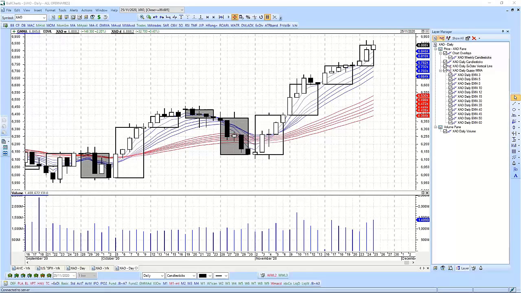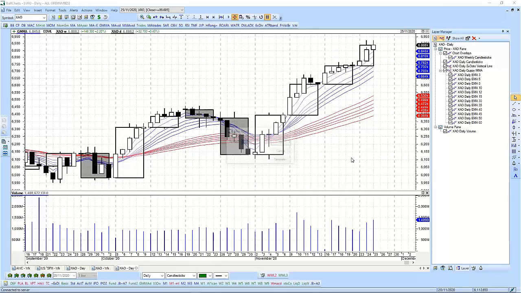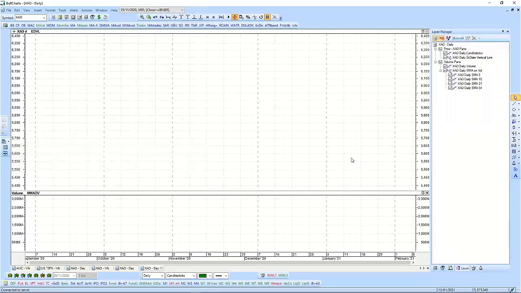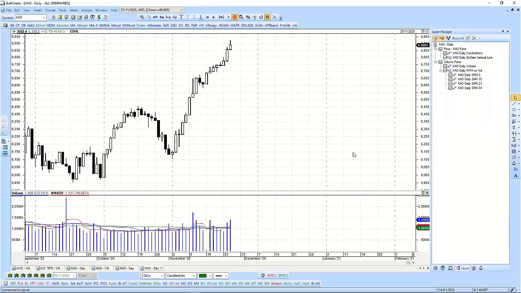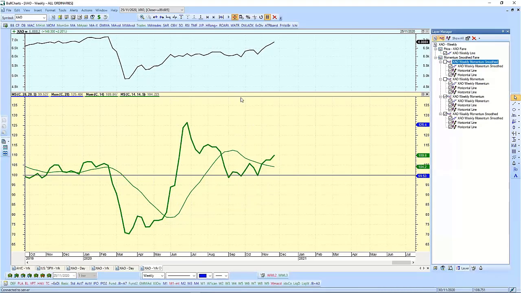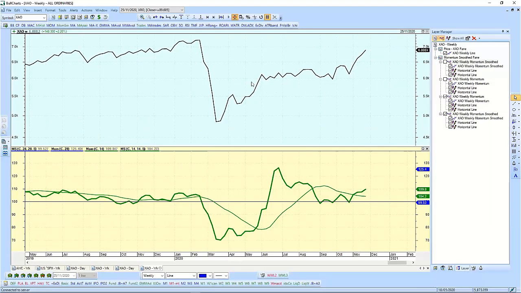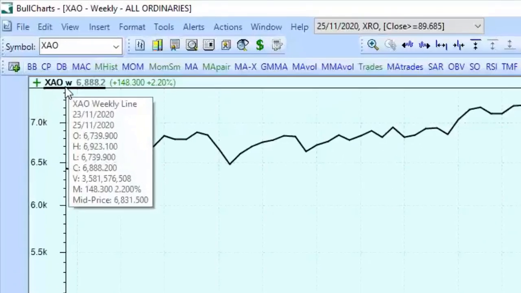Next indicator, I think it's time we moved on, 9:15. Maybe momentum and moving average of momentum. Let's start a new chart. I like momentum and moving average of momentum. Okay, so this chart we're looking at is a line chart above of the index, weekly chart. Top left corner says XAOW.